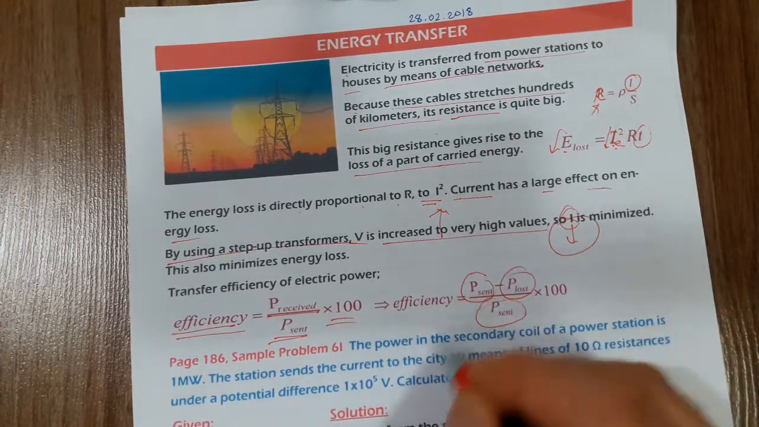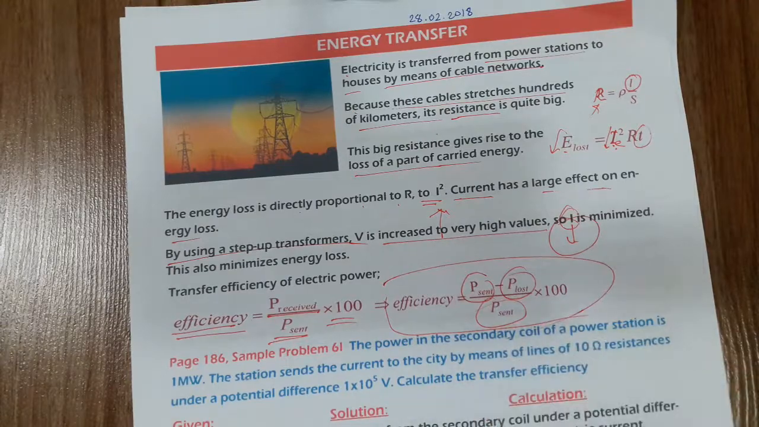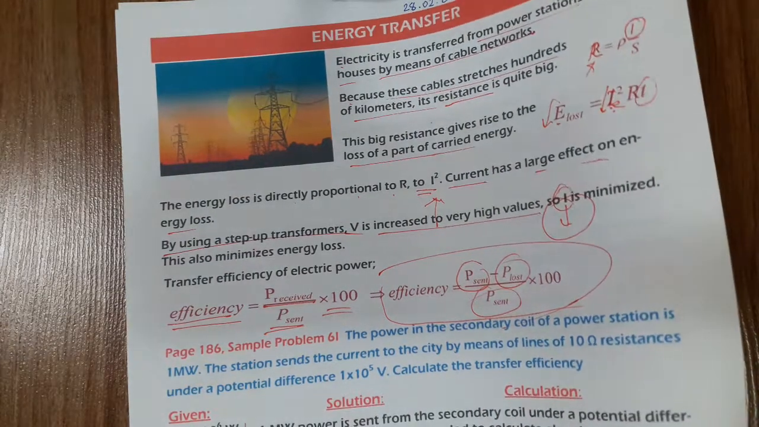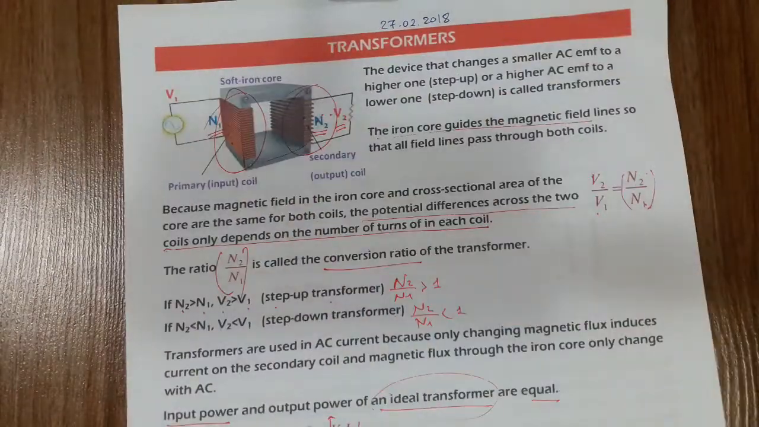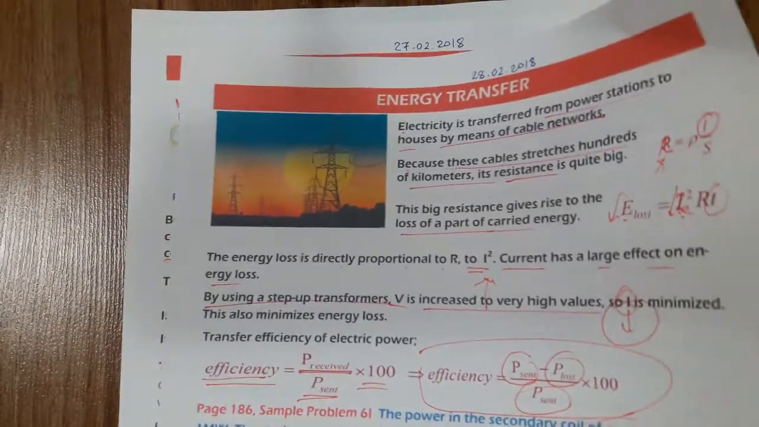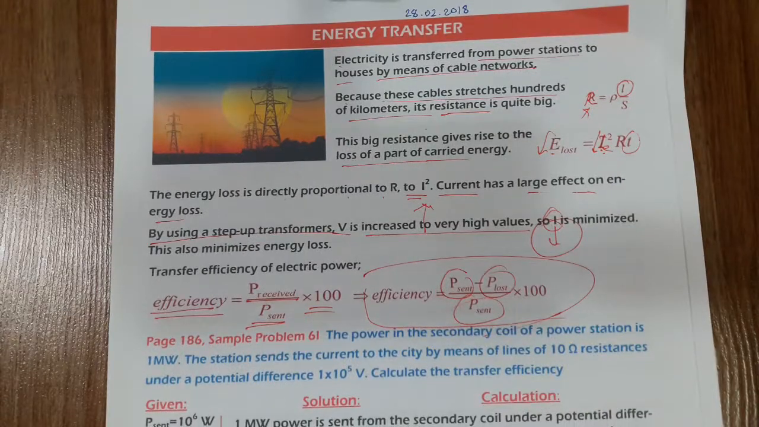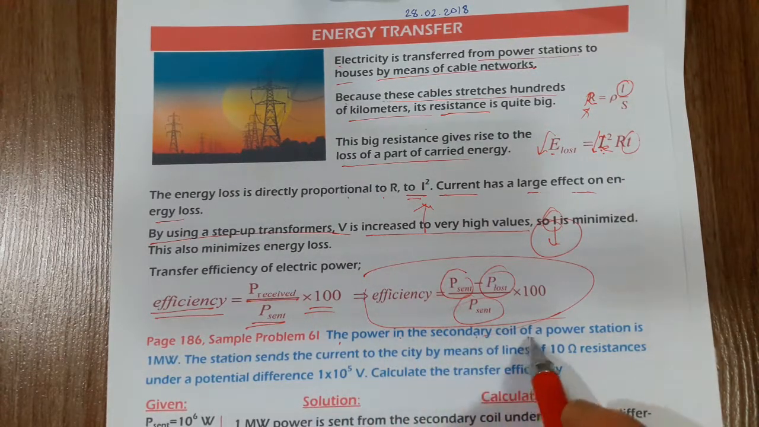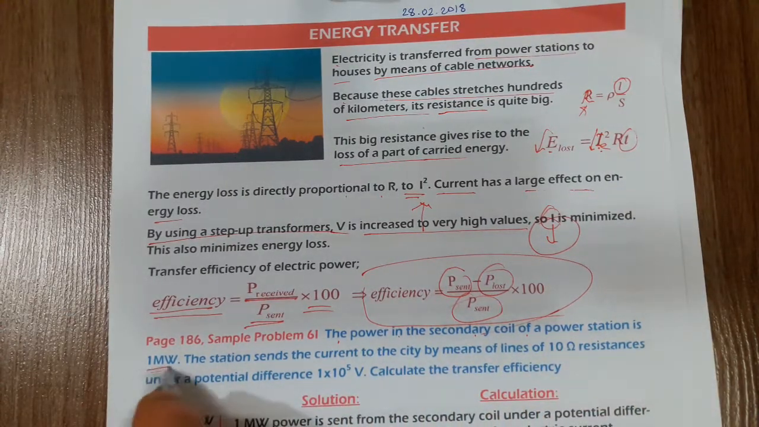Efficiency equals power received divided by power sent, where power received is equal to power sent minus power lost. This is the equation for the efficiency of that system. Now let's solve a problem about this.